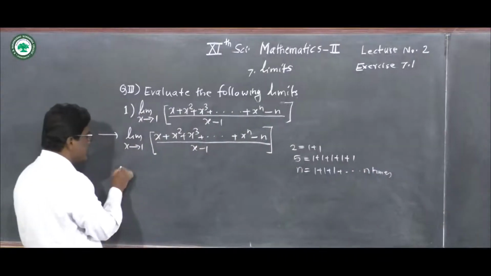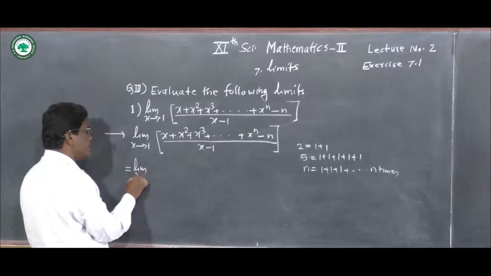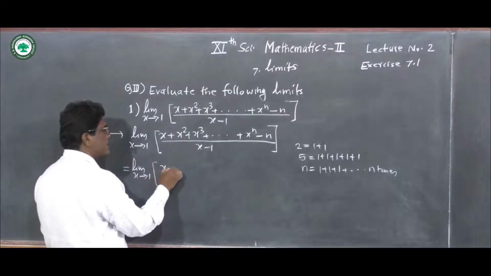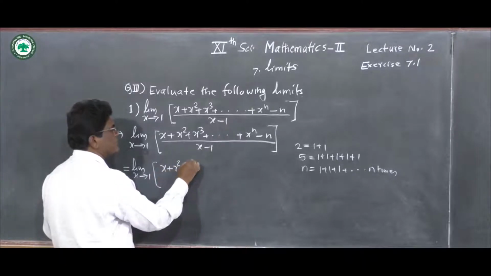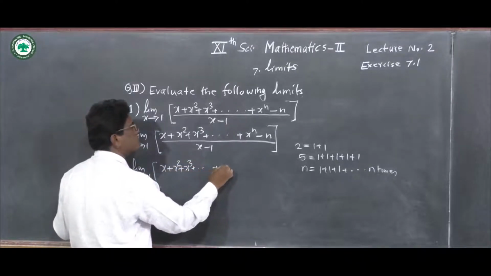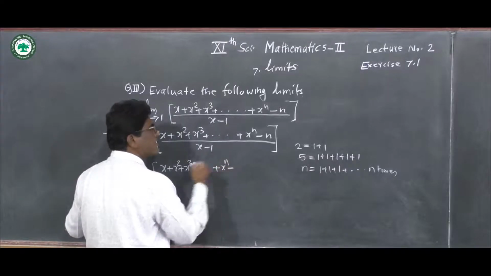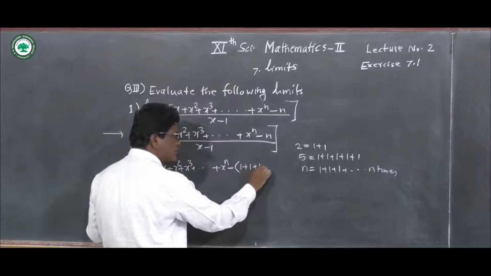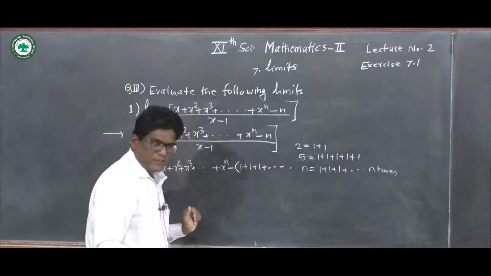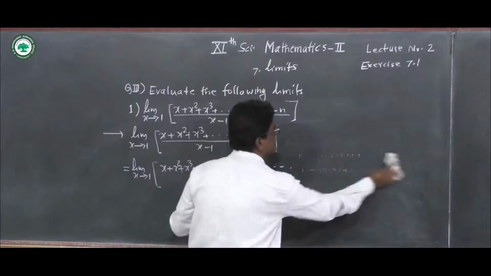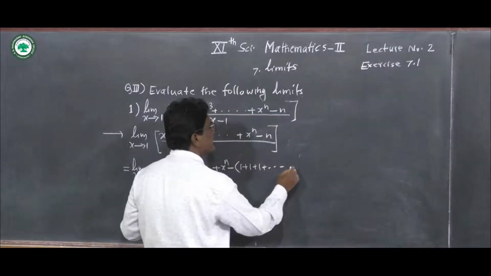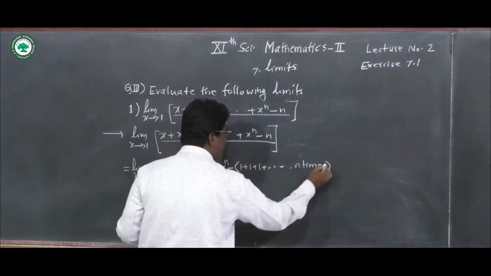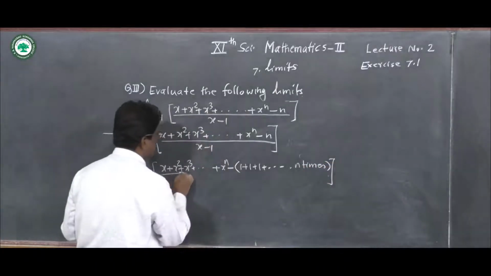And so it is equal to limit as x tends to 1, this part x plus x square plus x cube plus up to dot dot dot plus x to the power n as it is, here minus sign, and in the bracket we write 1 plus 1 plus 1 plus up to dot dot dot n times, divided by (x minus 1).